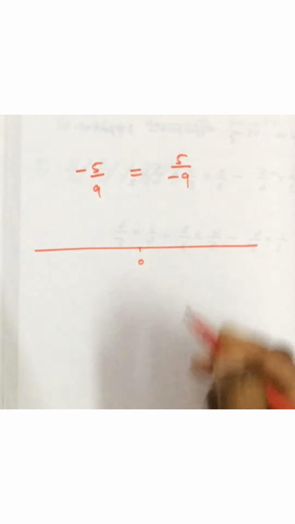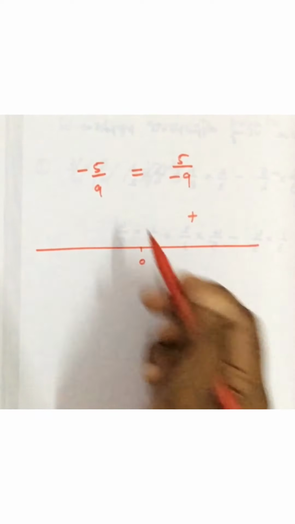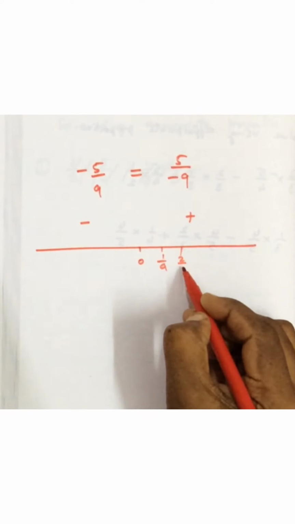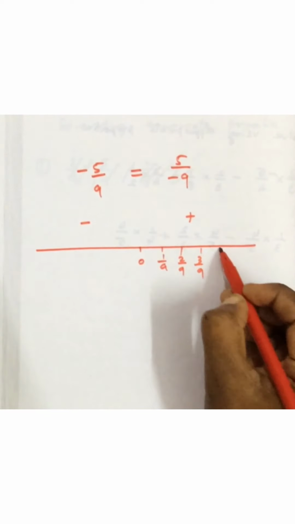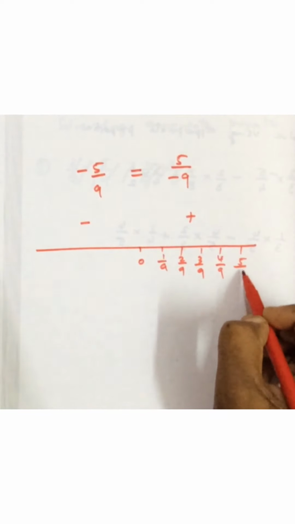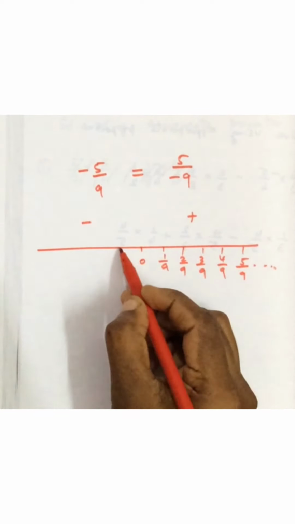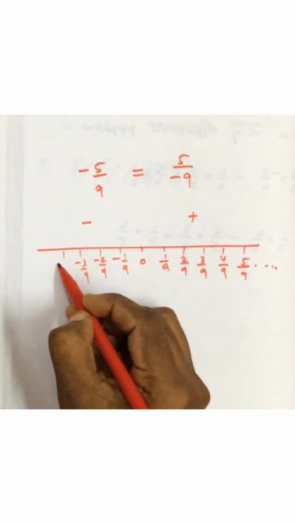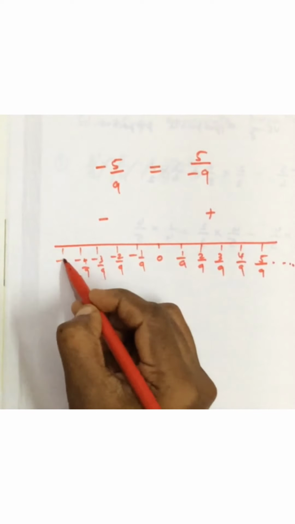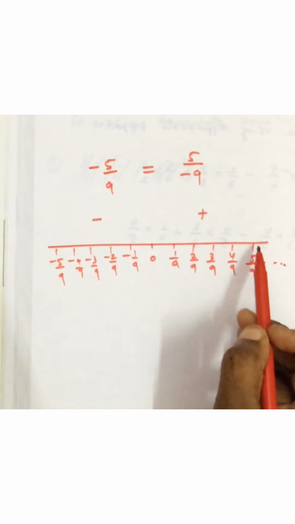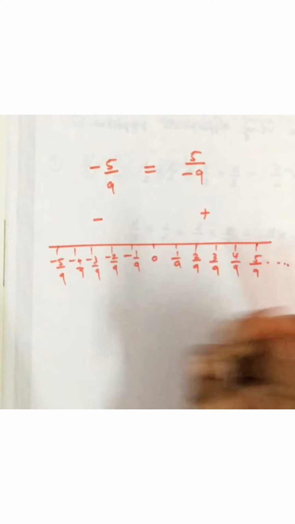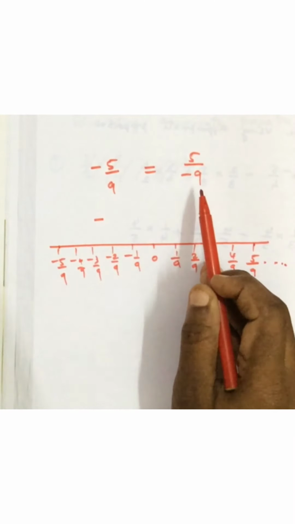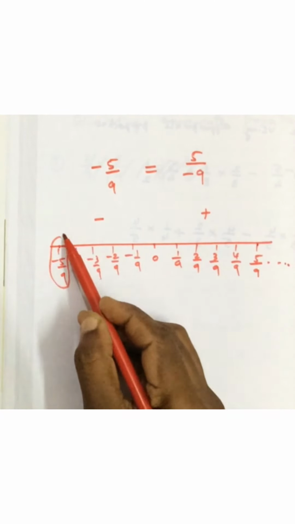This is a number line, 0. This side you will have positive numbers and this side you have negative numbers. So here you can go like 1 by 9, 2 by 9, 3 by 9, 4 by 9 and here it is 5 by 9. If you go this side, it will be minus 1 by 9, minus 2 by 9, minus 3 by 9, minus 4 by 9 and minus 5 by 9. So plus 5 by 9 is here, minus 5 by 9 is here. So whether you put the negative sign in the numerator or in the denominator, they both represent minus 5 by 9.